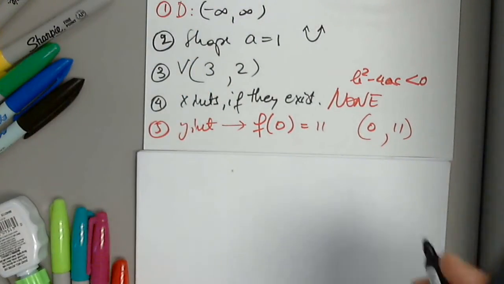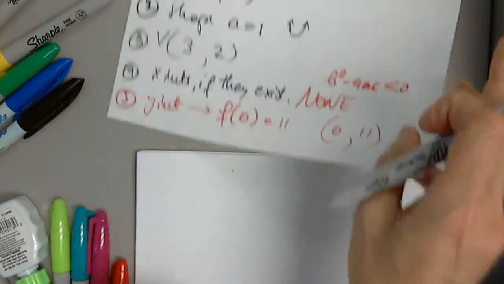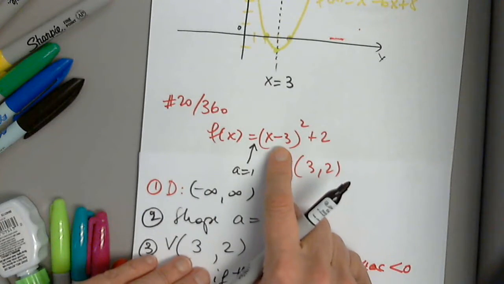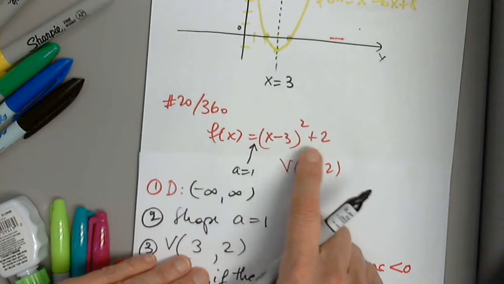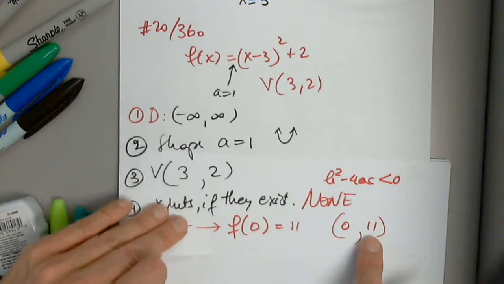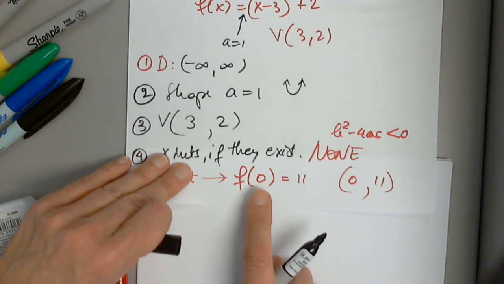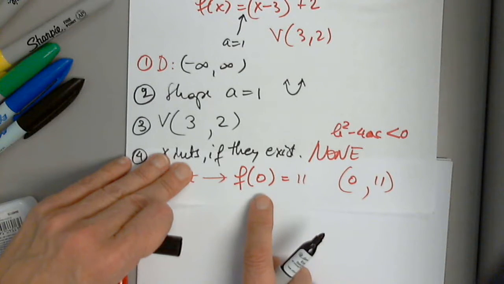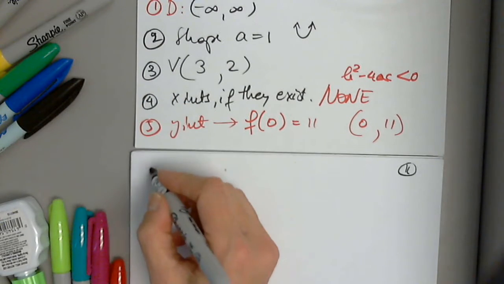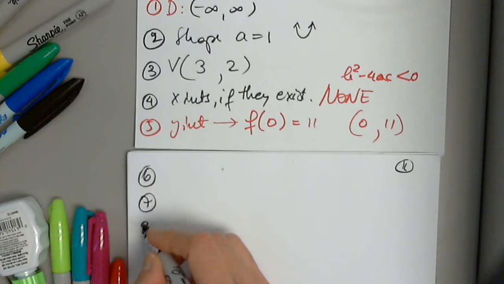Can we do the down 11 again? Yes. 0 minus 3 is negative 3. Negative 3 squared is 9. 9 plus 2, 11. I have to find f of 0. Is that okay, everyone? Better? Okay. Number 6, 7, and 8.